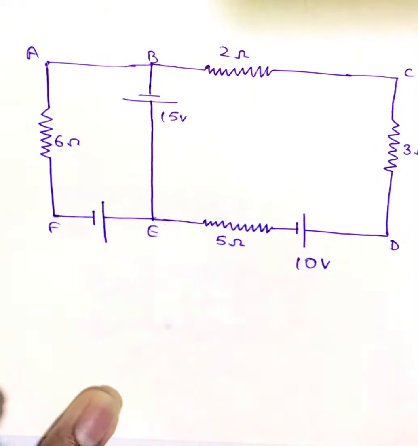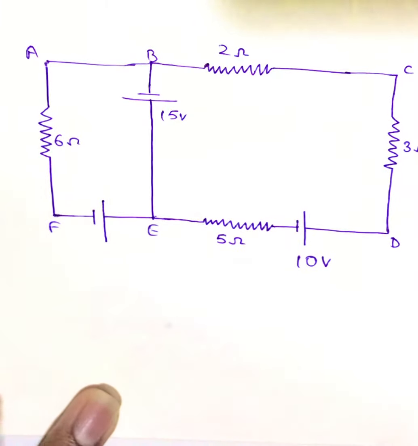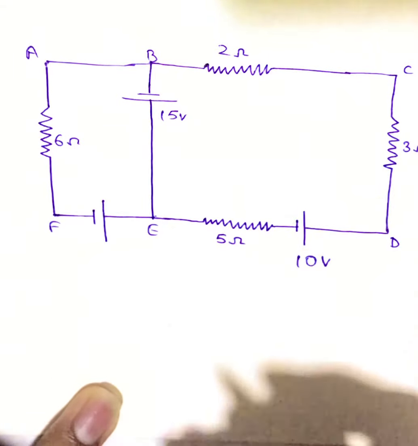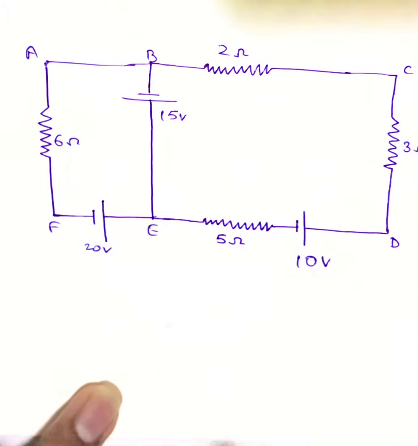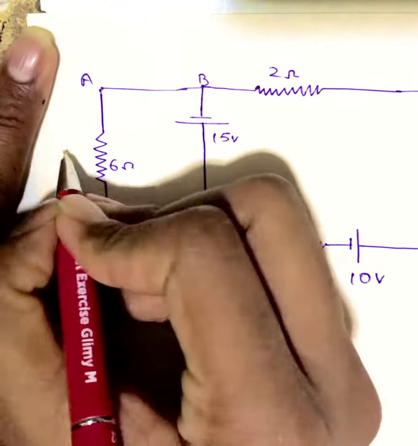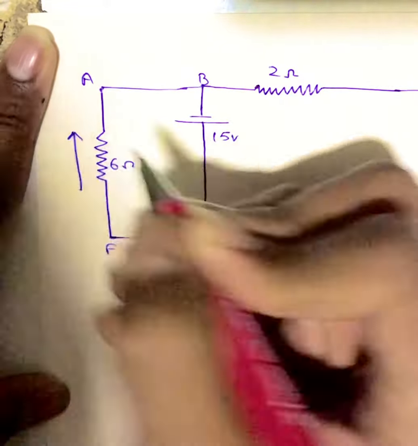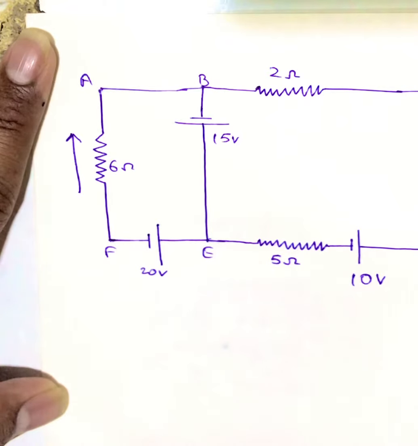Now let's start off with the numerical. This is a numerical which is given to us in the examination. We don't know the direction of the current, what the value of the current is, or from where this current is moving. So we make an assumption. Let's assume that the current is moving in the upward direction through the 6 ohm resistor.